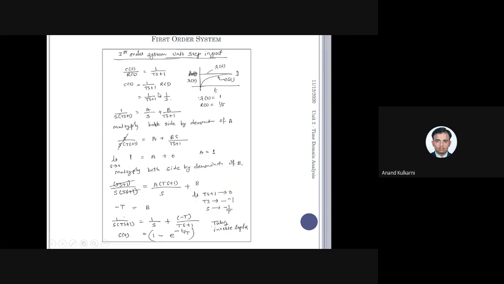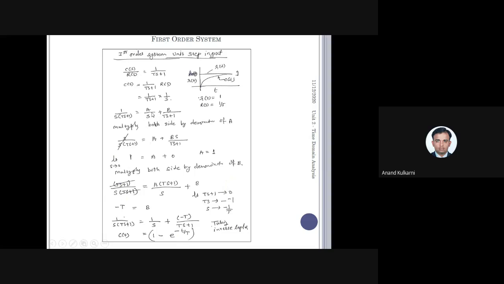So this is one term, 1 upon Ts plus 1, and this is another term, 1 upon s. So 1 upon s into Ts plus 1, this multiplication, is equal to A divided by s plus B divided by Ts plus 1. These A and B are the partial fraction constants. First I will separate them so that they can be brought into a standard form so that you can take the inverse Laplace.